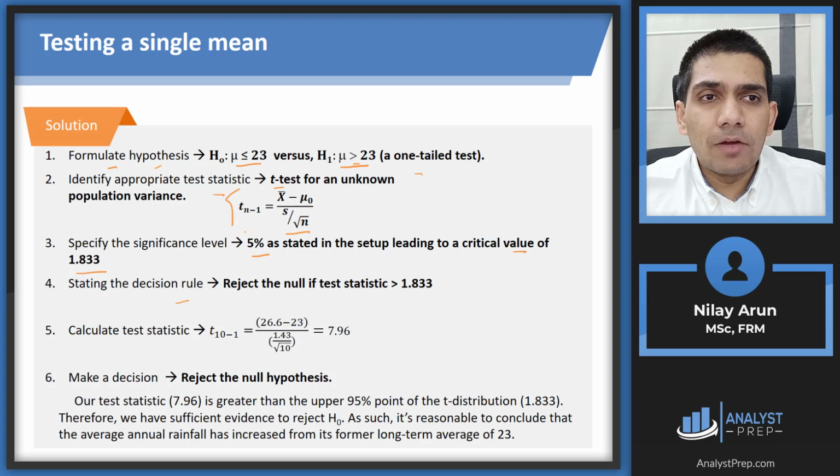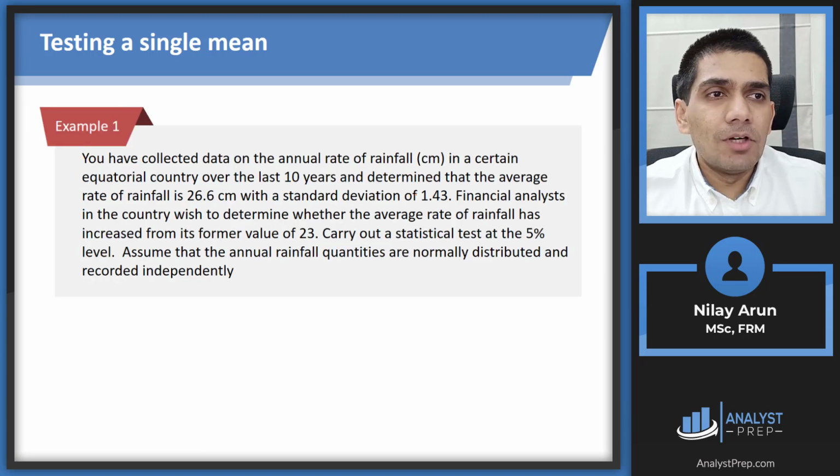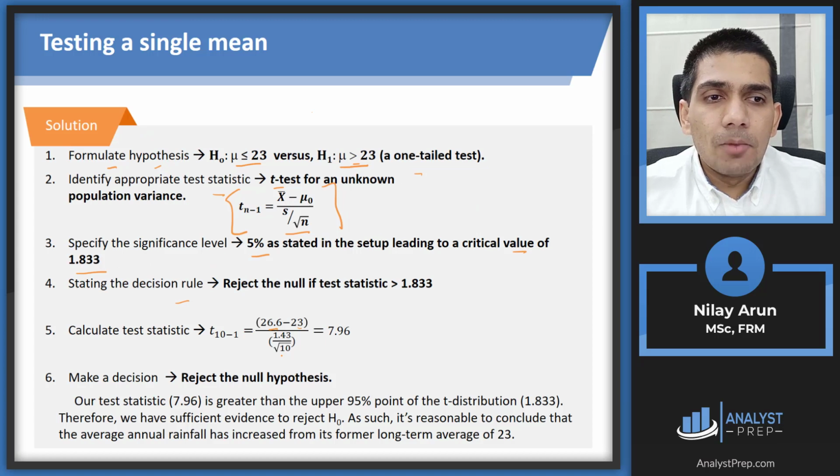This is the formula that we have to apply: x bar minus mu divided by s by root n. X bar, if you see the question, was 26.6, and mu was 23. These were the figures. We have to look at both the population as well as the sample. In the denominator, you have s by root n. S, we have seen, is given to us as 1.43, so we put that number here. The number of years is 10, so root of n becomes root of 10 and we get 7.96.